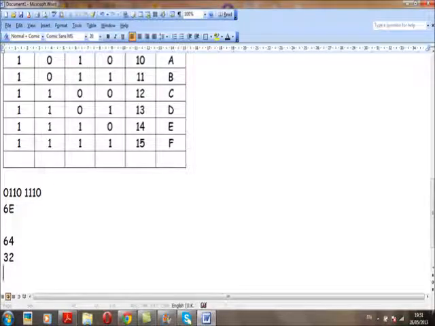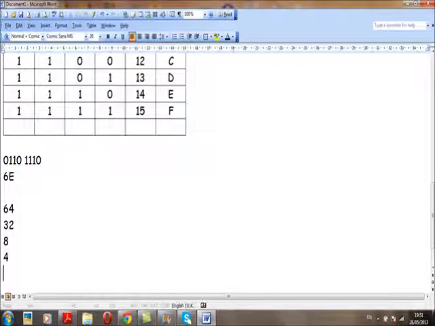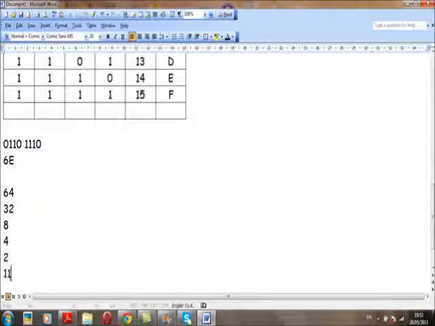Have I got an 8? So I've got an 8. What else have I got? A 4 and a 2. And all I need to do is add it all together. So 64 plus 32 is 96. Plus 8, 4, 2: 108, and that's 110. So if I add them all together, I've got 110.